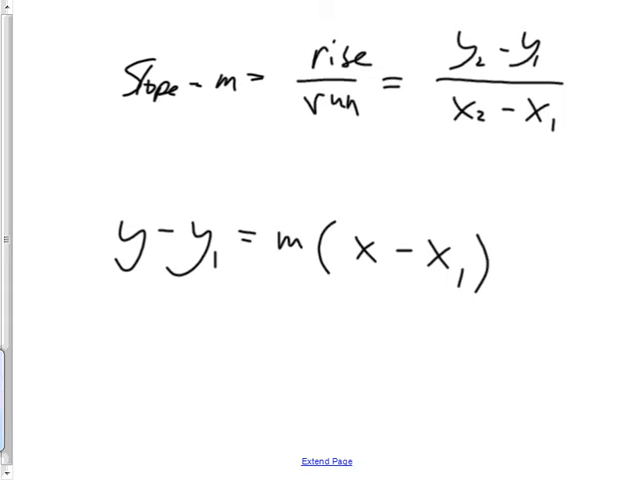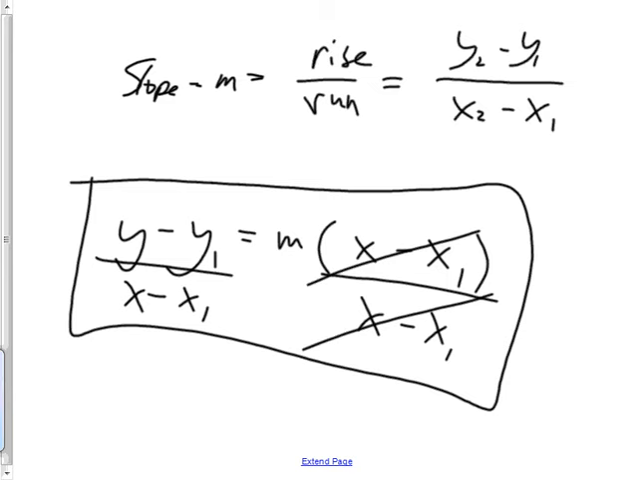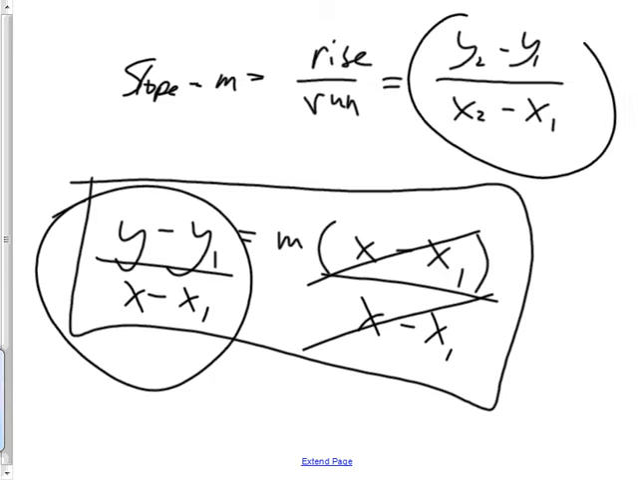All right, excellent. I'd like you to just think about this equation right here. What if I were to solve it for m? What would I do to get the m alone? Divide both sides by x minus x sub 1. Then this would cancel this, and the slope's alone, and isn't this strikingly similar to that? In fact, it's the exact same thing. It's just one of them uses x's and y's, and one of them uses y2s and y1s, okay?